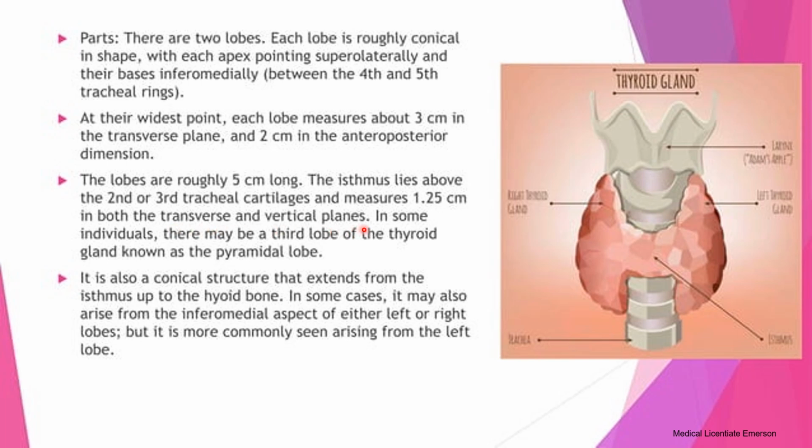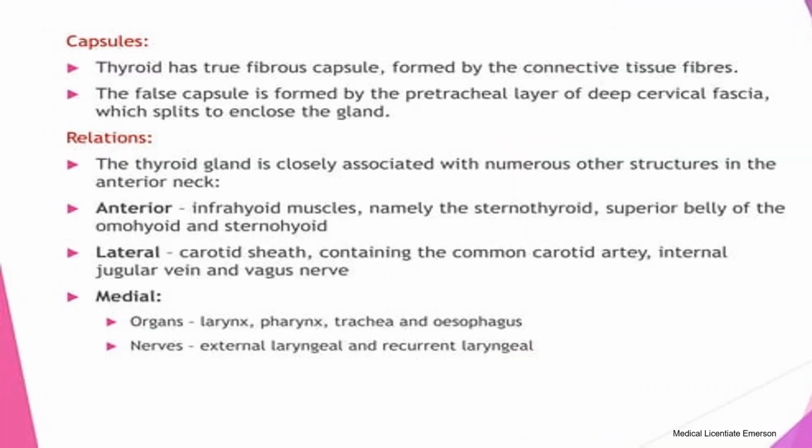Then in some individuals, there may be a third lobe of the thyroid gland known as the pyramidal lobe, which is of course found on top here. Okay, that's the third one, the pyramidal lobe. It is also a conical structure that extends from the isthmus up to the hyoid bone. And in some cases, it may also arise from the inferomedial aspect of the left or right lobes, but it is more commonly seen arising from the left lobe.